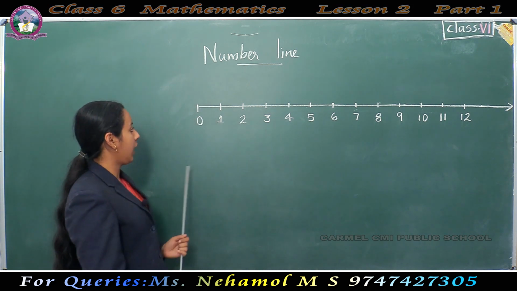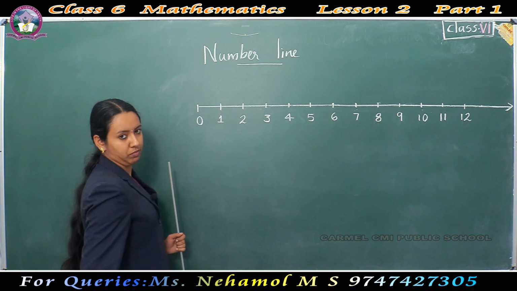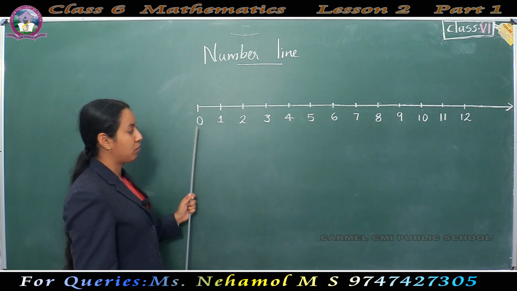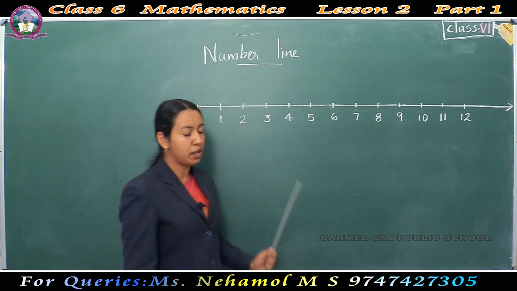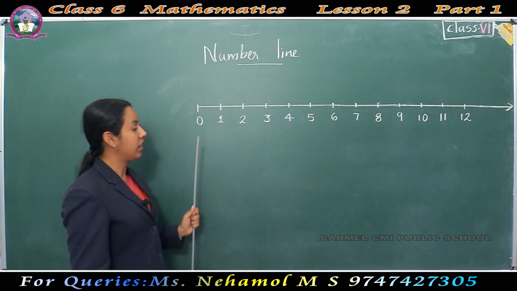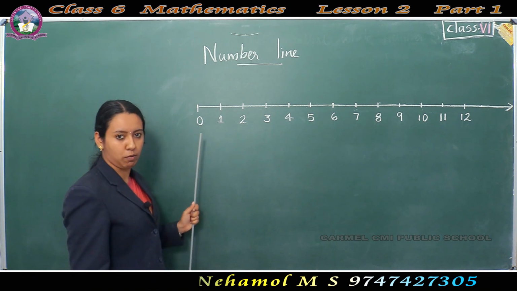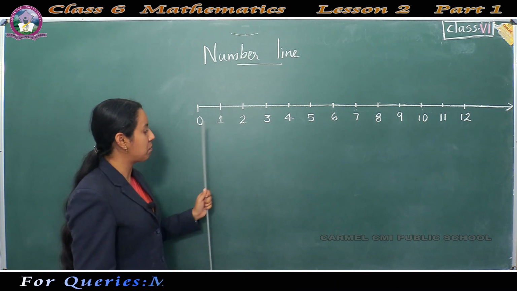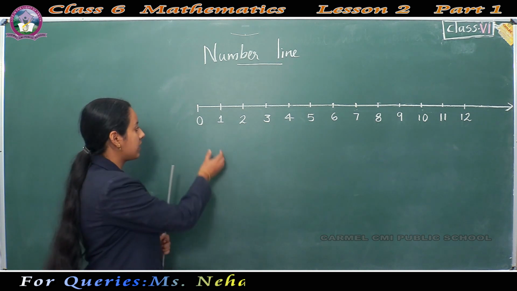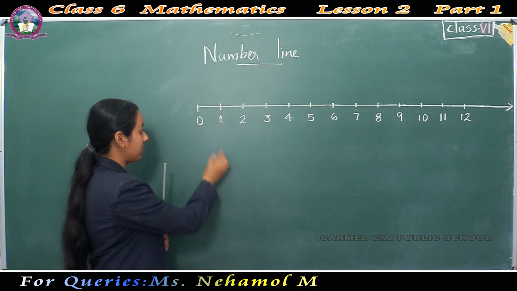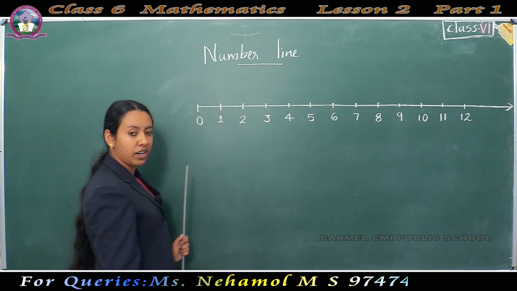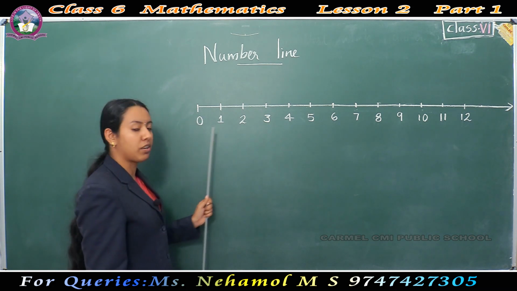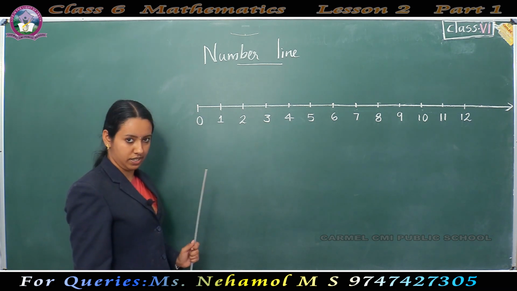Then mark a point here. Label it as 0. First you have to draw a line, mark a point on it, and label it as 0. Then mark a second point and label it as 1. The distance between these two points, that means the distance between 0 and 1, is called unit distance.